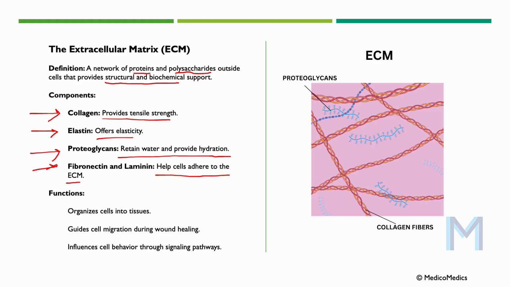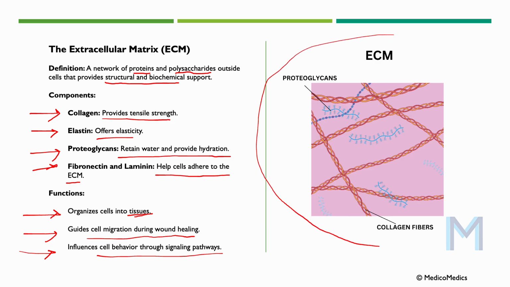What is the function of the extracellular matrix? Well, it organizes cells into tissues. It guides cell migration during wound healing. And it influences cell behavior through signaling pathways. So the extracellular matrix is like glue for tissues, holding cells in place and helping them communicate.